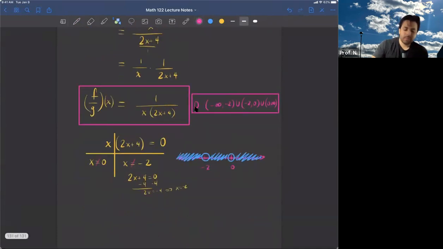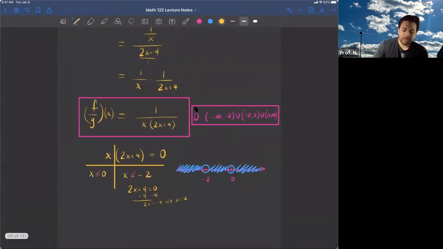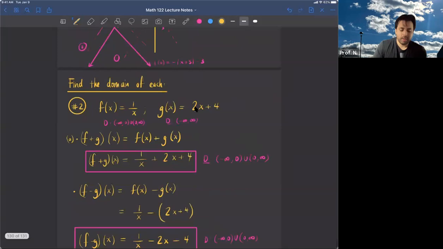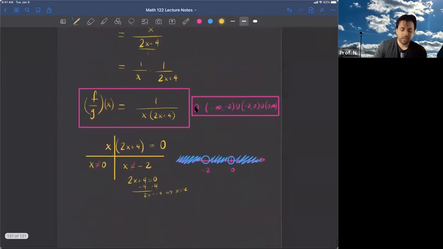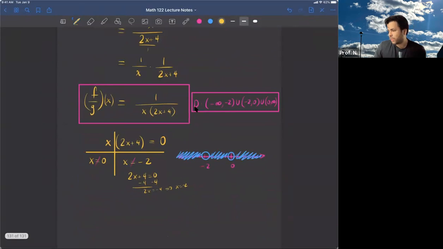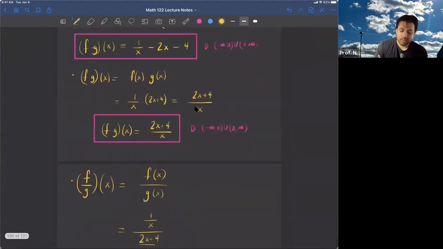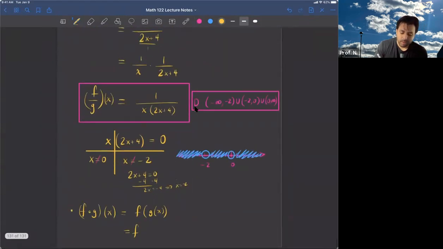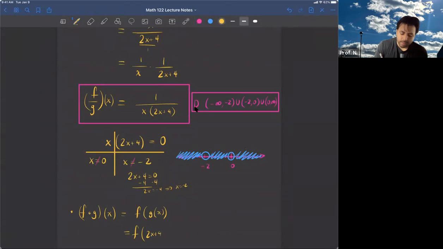Okay, and then one last one of these. So we've done all the combinations in terms of addition, subtraction, multiplication, and division. And then the next 4 are compositions. So if you do f of g of x, right? What are we applying first? We're applying first g of x into f of x. But what is g of x? It's 2x plus 4. So this is plugging in 2x plus 4 into my function 1 over x. So I get 1 over 2x plus 4. This is what I get.